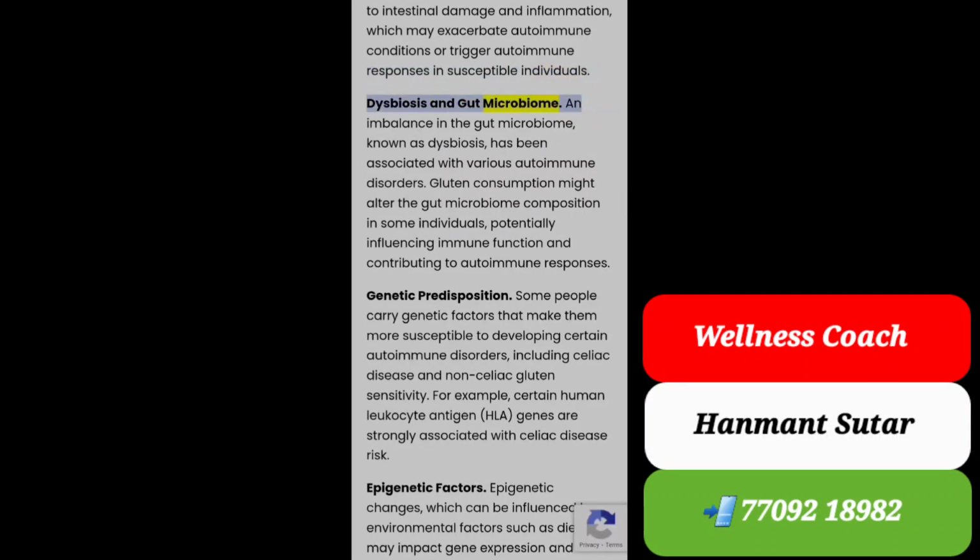Dysbiosis and gut microbiome. An imbalance in the gut microbiome, known as dysbiosis, has been associated with various autoimmune disorders. Gluten consumption might alter the gut microbiome composition in some individuals, potentially influencing immune function and contributing to autoimmune responses.